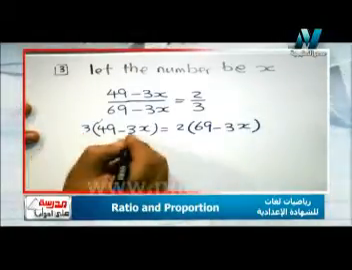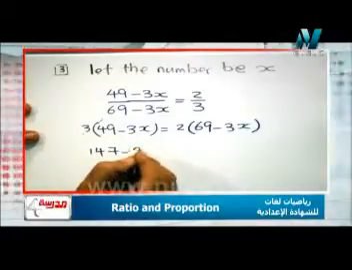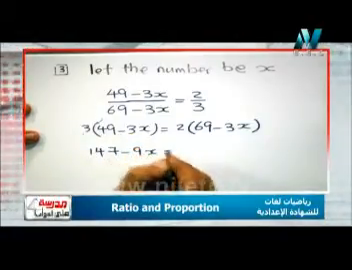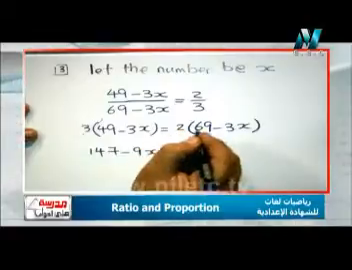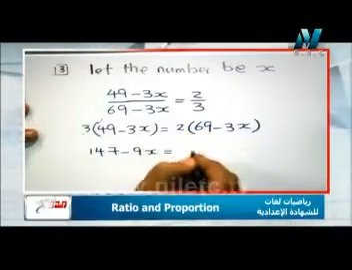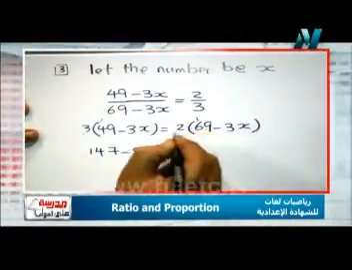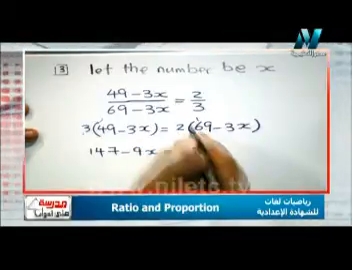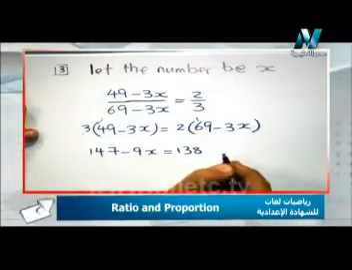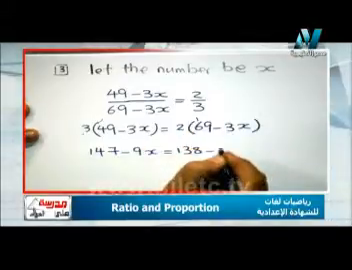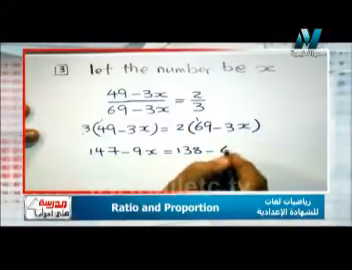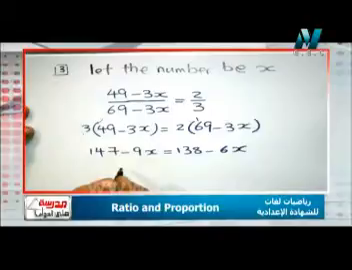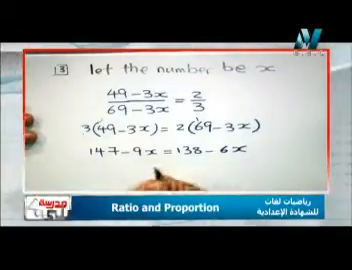And 3 times 3 is 9, so we have here minus 9x equals 2 times 69. So 2 times 9 is 18, carry 1. And 2 times 6 is 12, plus 1, the answer is 13. Minus 2 times 3, or negative 3, actually, it's minus 6x. Now we are going to work on collecting the like terms.